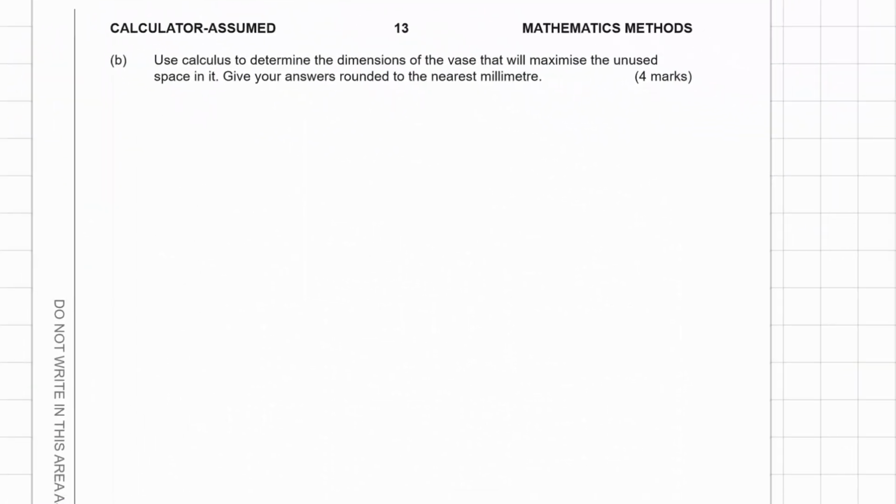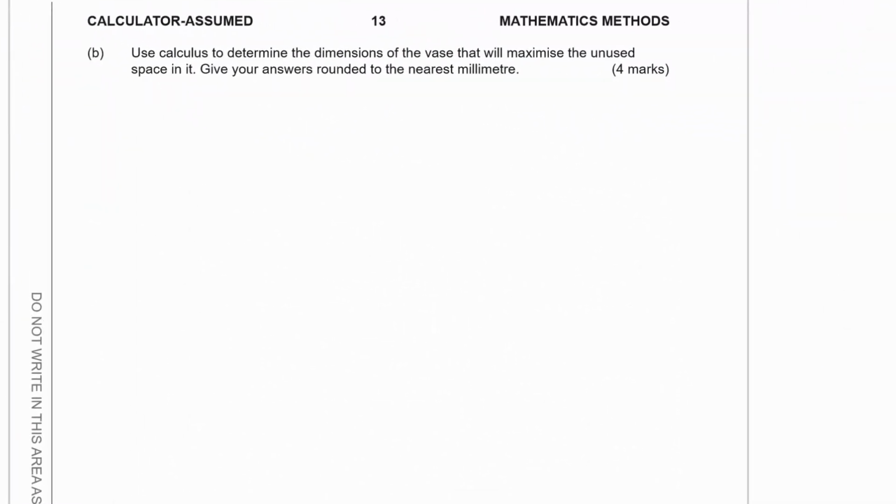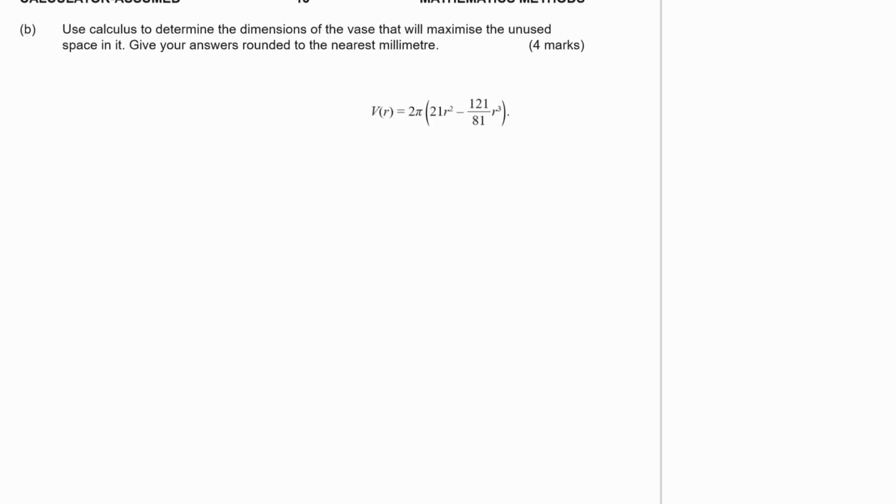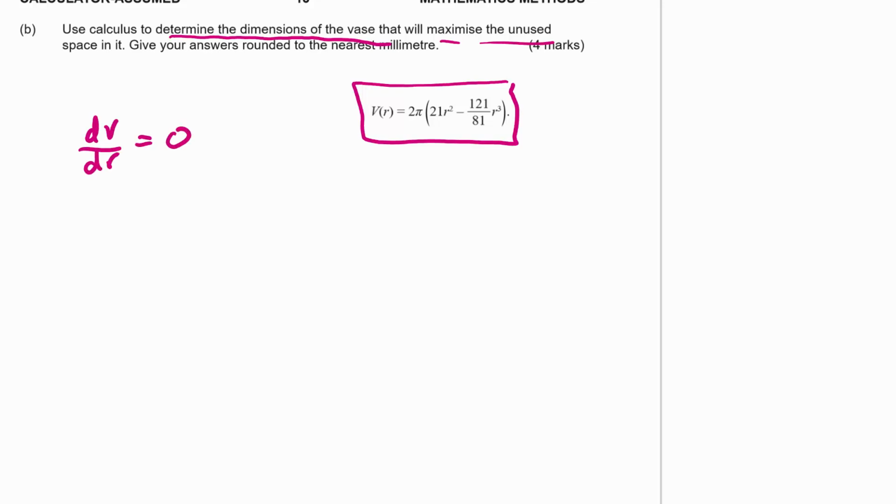Use calculus to determine the dimensions of the vase that will maximize the unused space in it. Give answers rounded to the nearest millimeter. So I've just brought over the expression that we need for the volume. What do we want? We want the dimensions of the vase that will maximize the unused space in it. So we're going to need dV/dr equal to 0. Now for 4 marks, I suggest we show some working here, especially since this is not difficult to differentiate.